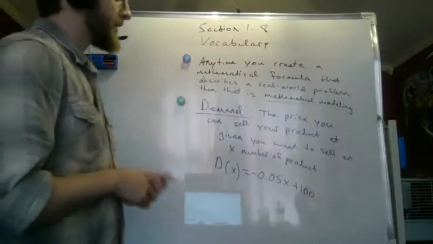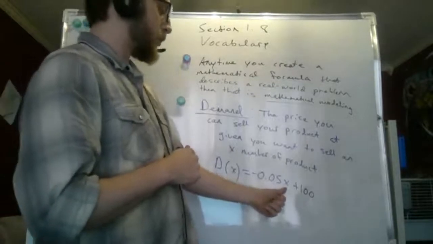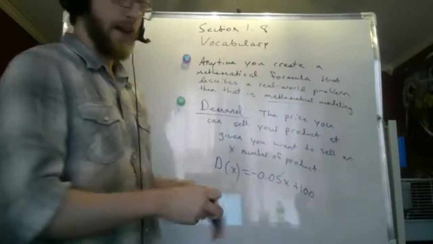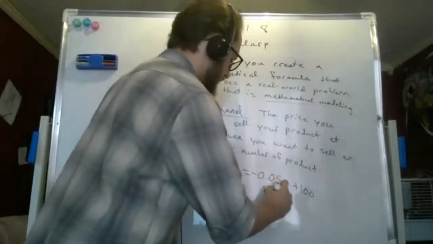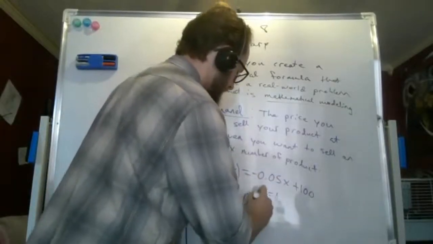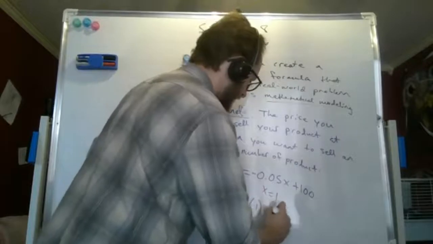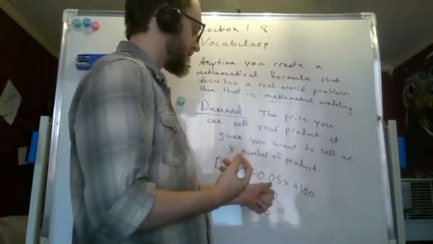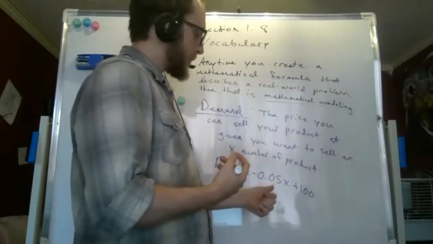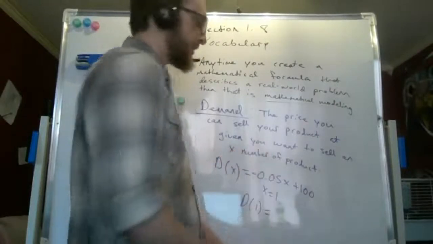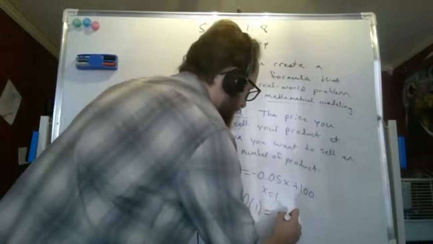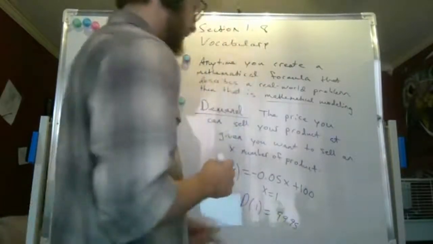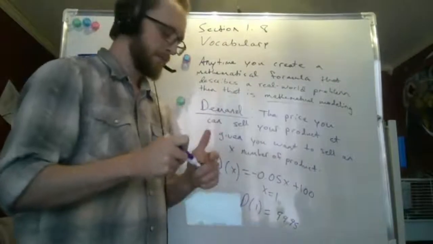So what this is saying is, if I have one TV, and only one TV, and that's my x, if x is 1, then the price, based on demand, that I can sell that TV at is going to be 100 minus 0.05. Well, 0.05, that's just like 5 cents. So I can then sell my TV for $99.95, assuming that price is in dollars.